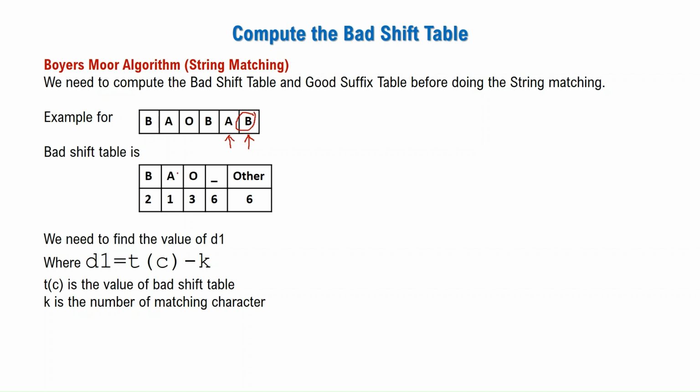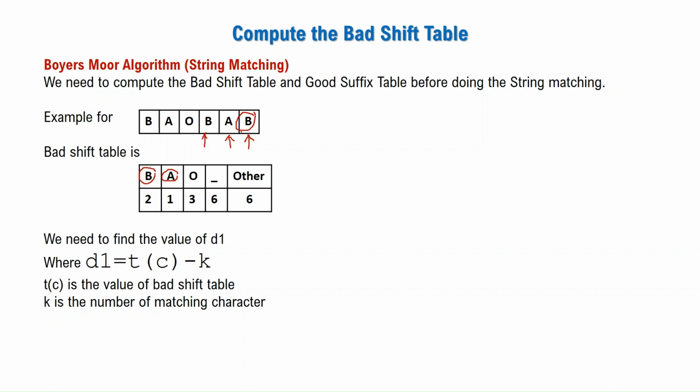That is why your A value here is 1. Initially your B value was 6, but in this case B is repeated in the given pattern. So the B shift table value is 2. Why is the B shift table value 2? Because after B there are two characters. So your B shift table value is 2 and A shift table value is 1.